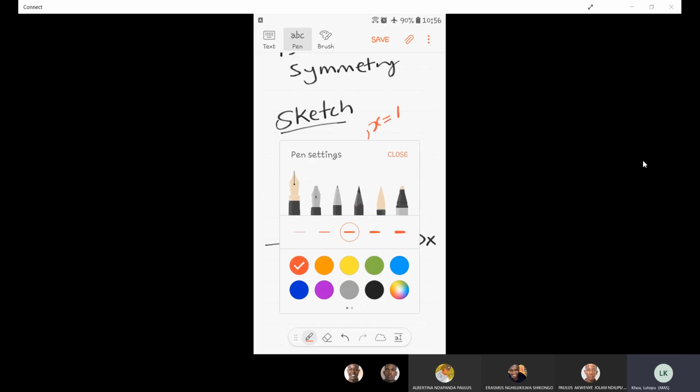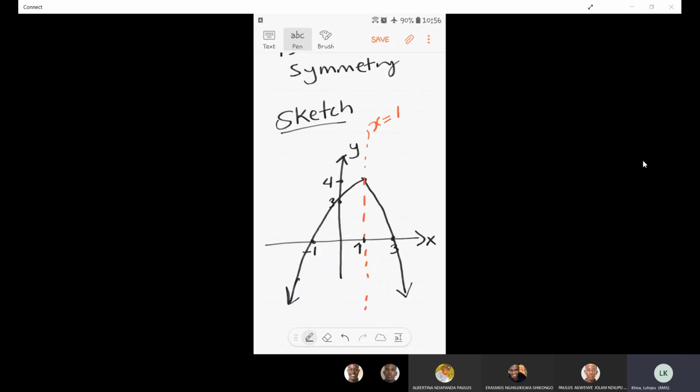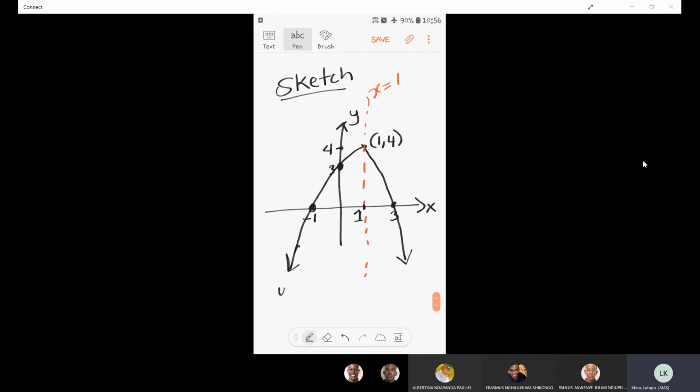So I need to make sure all my critical points are labeled. This is 1. This point here, I label it, it's 1,4. My x-intercepts are clearly labeled. I can see -1 there. I can see 3 there. This point here, 3. The 3 is there next to it. It's clearly labeled. My x and y axis are labeled. Then I should also label the graph. y is equal to -x squared plus 2x plus 3, and then I am done.